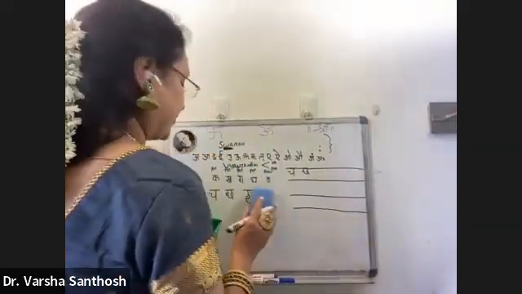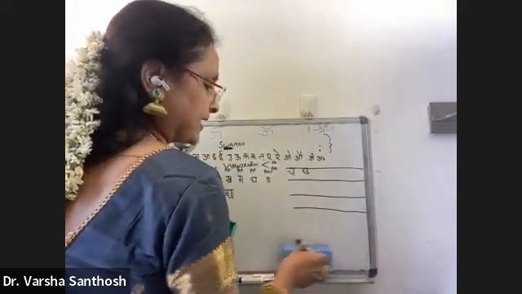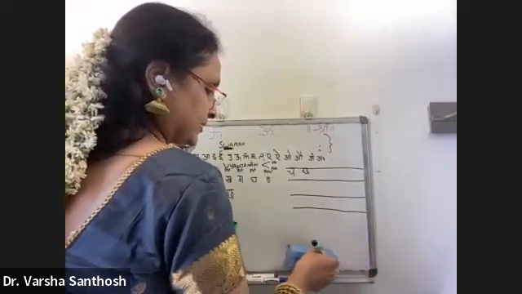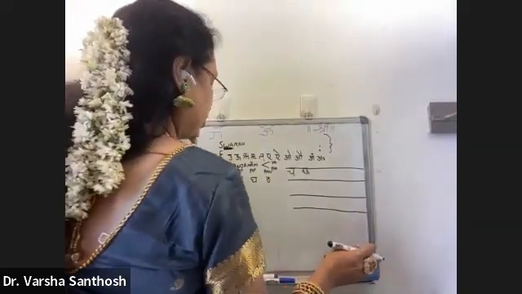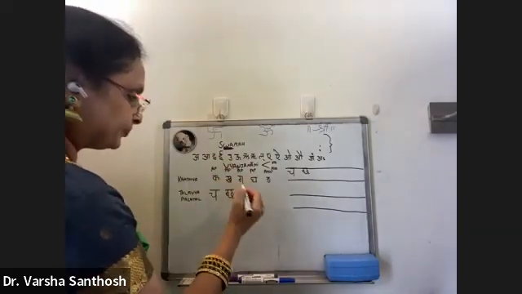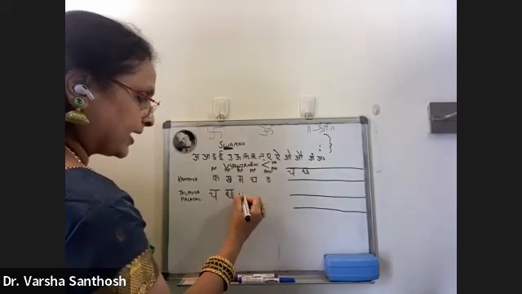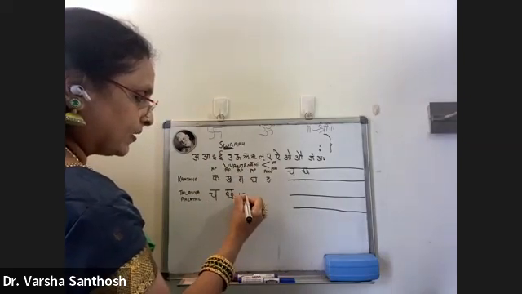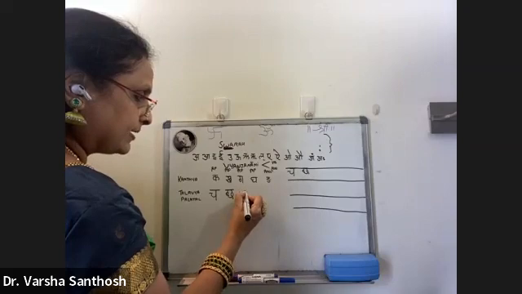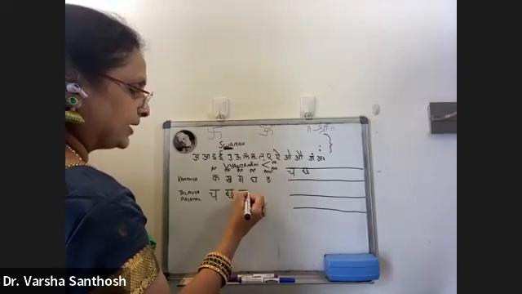This next sound is ja. Ja is like in jug, jagat, ja. So how do we start? I'll show both the ways. You can start by doing one U kind of a thing, then a horizontal line, then the vertical line, and only then lift the pen and do the shirolekha.